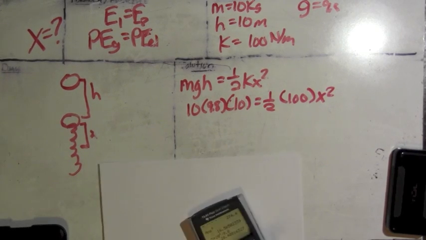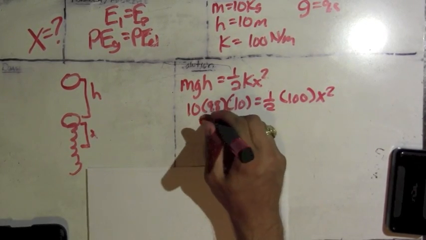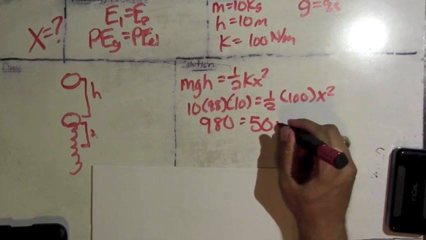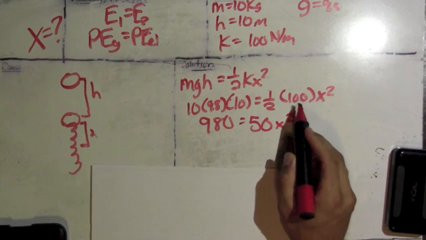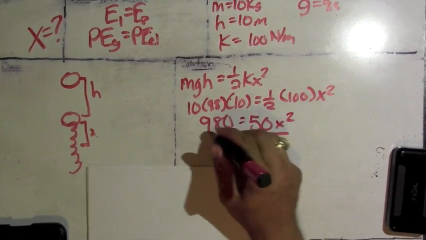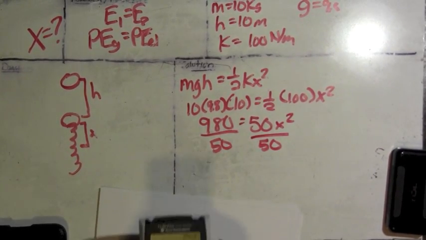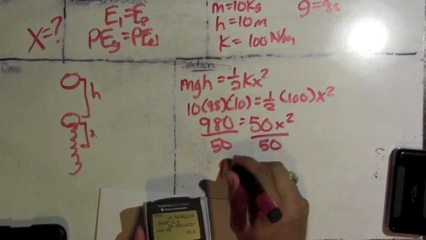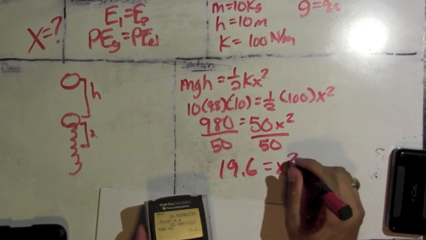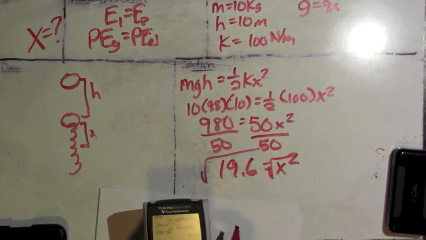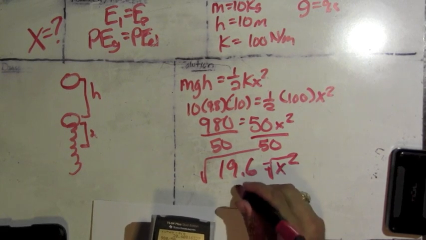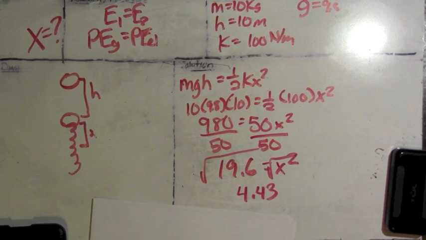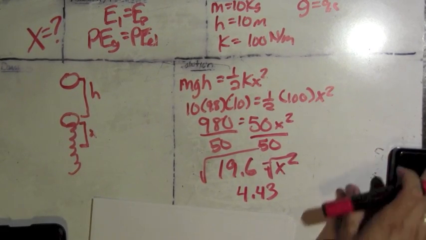And when you do that, we can go ahead and start to simplify. We have 980, which is 10 times 9.8 times 10, equals 50 x squared, 1/2 times 100. Divide both sides by 50, and you get 19.6 equals x squared. You can then take the square root of both sides, and you can say this is 4.43.